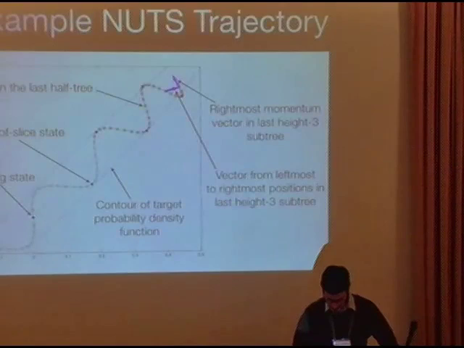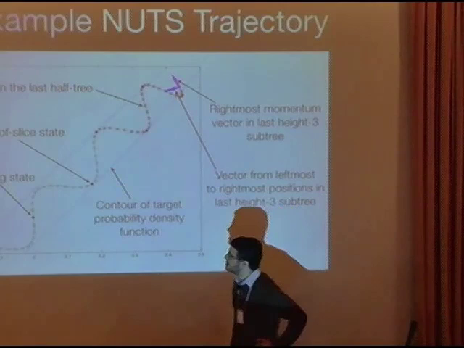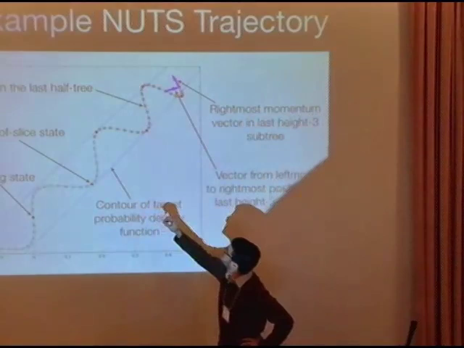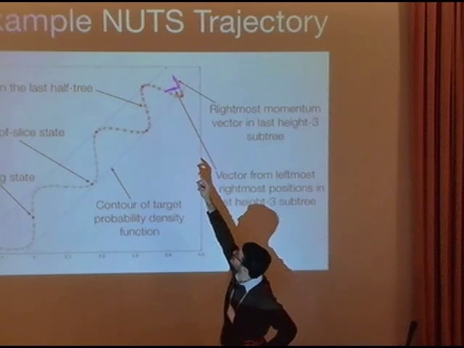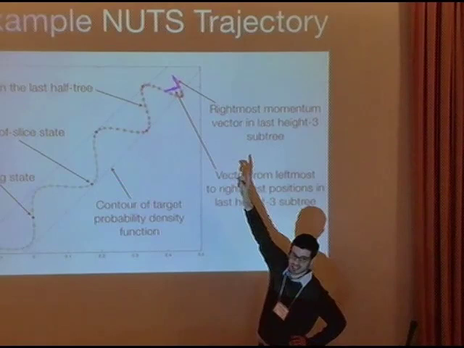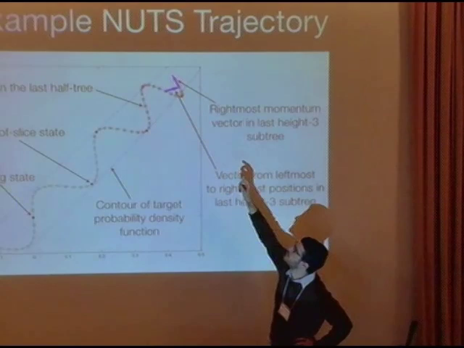So in an actual iteration of NUTS, we start here. This is a contour of our target distribution. We trace out the dynamics both backwards and forwards in time. We keep going until that. The reason that this trajectory stopped is because there are eight states at the back of the trajectory, or the front of the trajectory up there. And if you look at the vector from the first of those states to the last of those states, it makes an angle of just slightly less than 90 degrees with the momentum vector at the end of the trajectory. So that tells us that it's time to stop doubling.